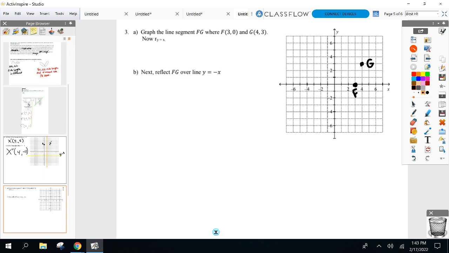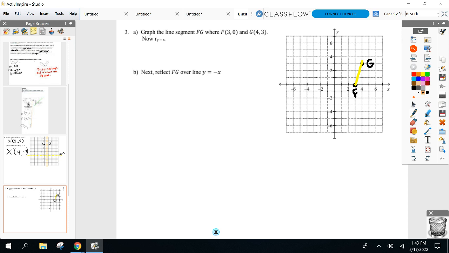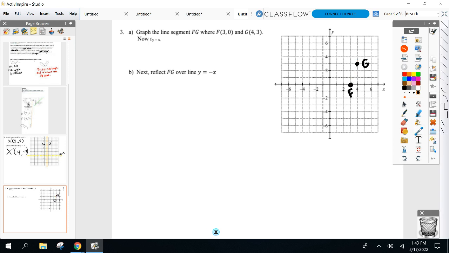Okay, now I got a segment, so connect those darn things. Connect F and G. Boom. Because we can reflect points, we can reflect shapes, and hey, yeah, why not? We can reflect segments.